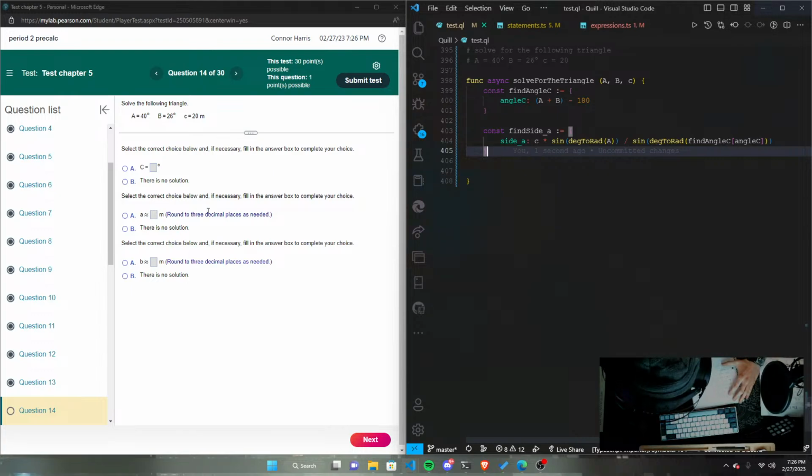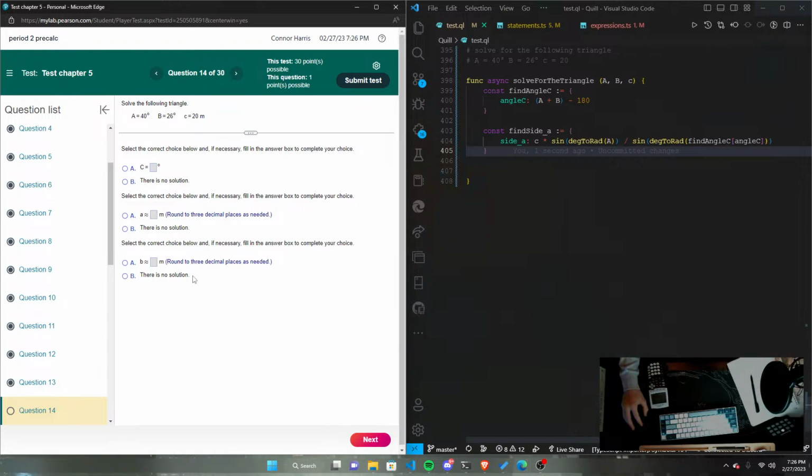So 14.072. So that is side A. Then B would just be the sine of B over B.